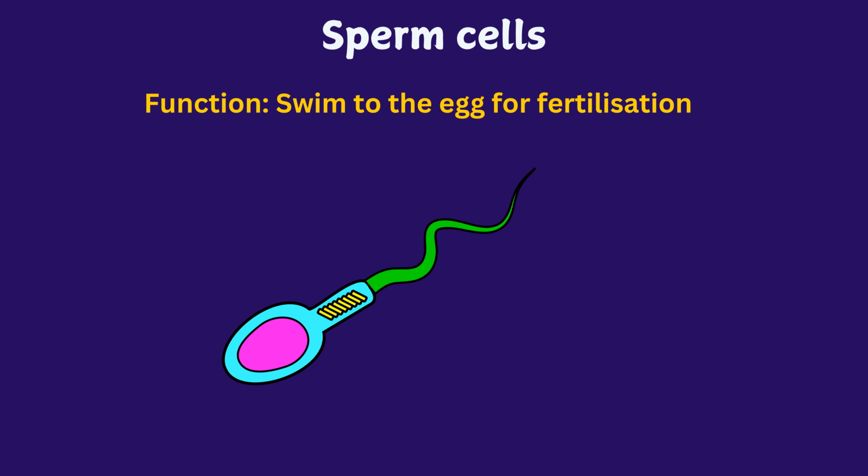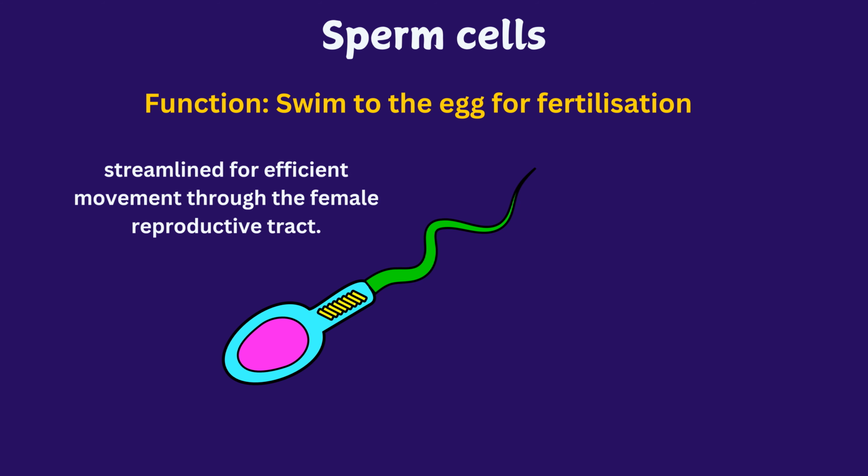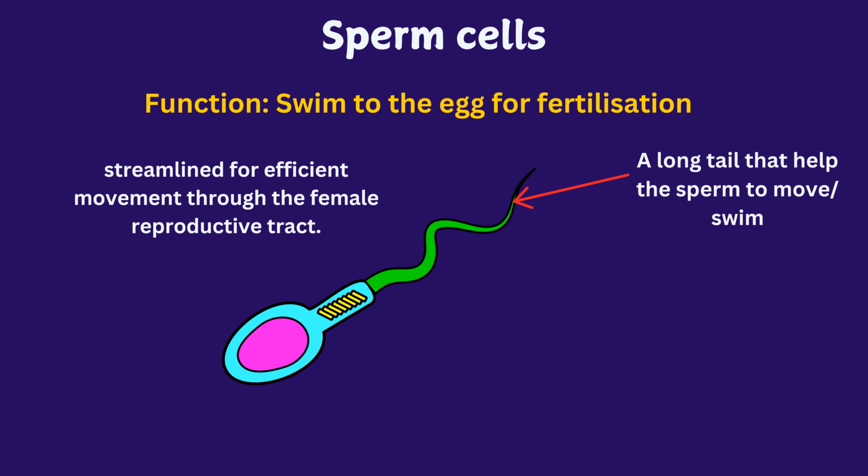Specialized cell number one is the sperm cell. The function of the sperm cell is to swim to the egg for fertilization. Let us now look at the features of the sperm cell that allow it to carry out its function. The first one is that the sperm cell is streamlined for efficient movement through the female reproductive tract. The sperm cell also has a long tail that helps the sperm to move or swim towards the egg.